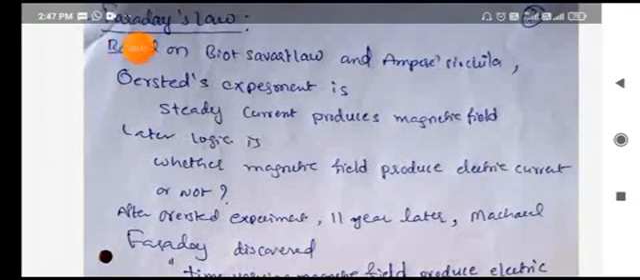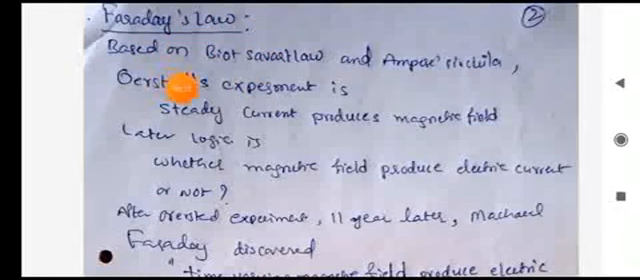Now the topic is Faraday's law. Based on the Biot-Savart law and Ampere's circuit law, Oersted's experiment showed that a steady current produces a magnetic field. Later there was a reverse logic: whether the magnetic field can produce the electric current or not.